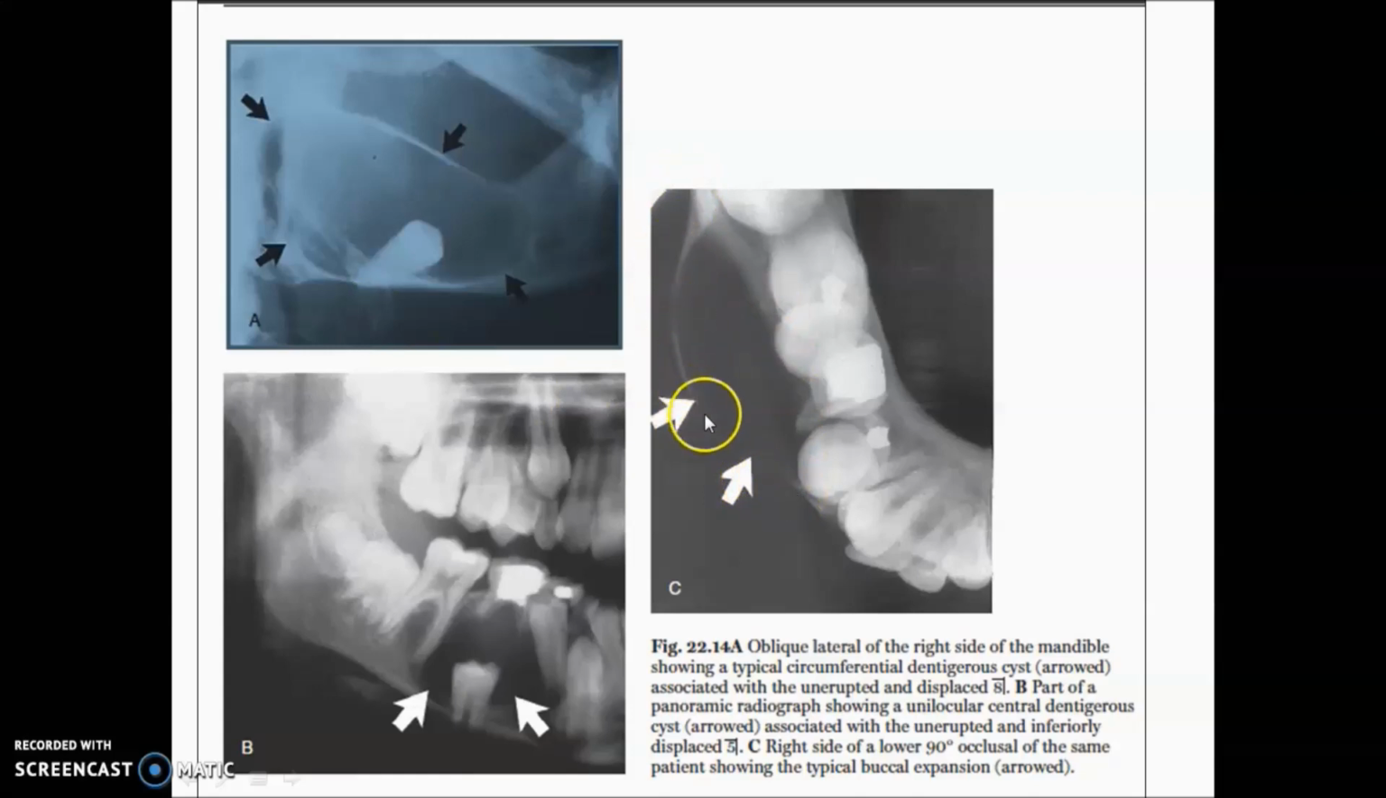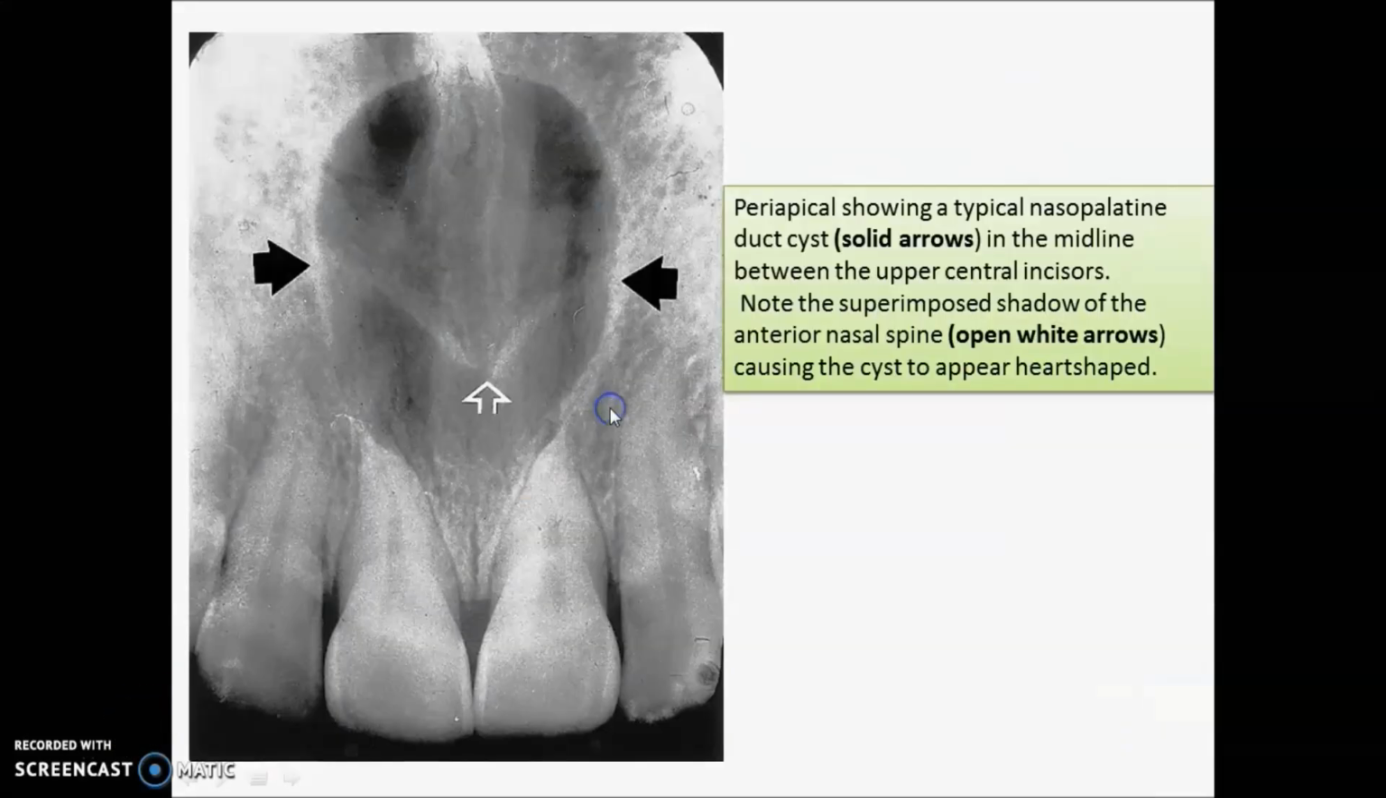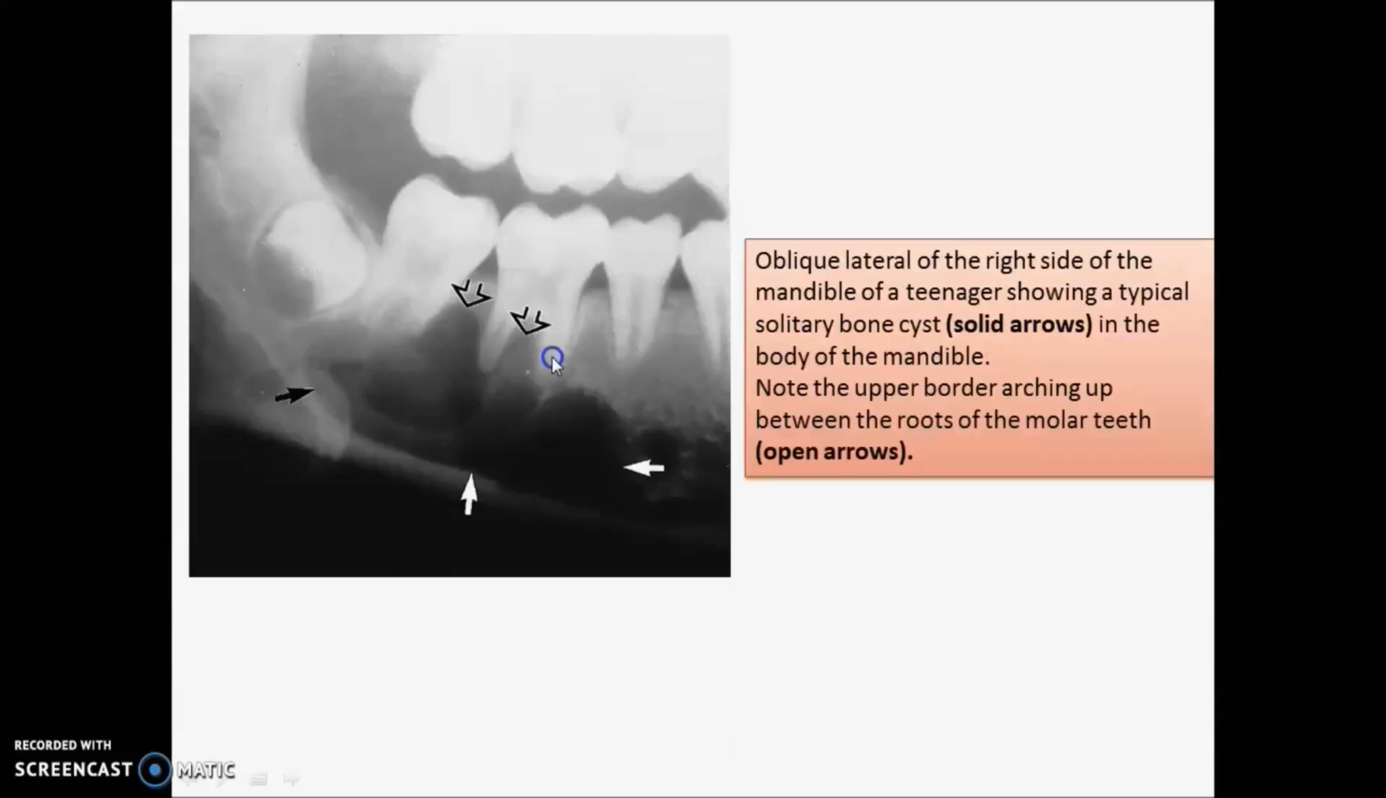So you can see the beautiful buccal expansion, which is commonly seen in your dentigerous cyst. And remember, aspirants, wherever there is odontogenic keratocyst, you can see the lingual expansion, not buccal expansion as seen in your dentigerous cyst. Now what does this indicate? This white arrow indicates your anterior nasal spine, and this black arrow indicates your typical nasopalatine duct cyst, most commonly seen in the midline between your upper central incisors.